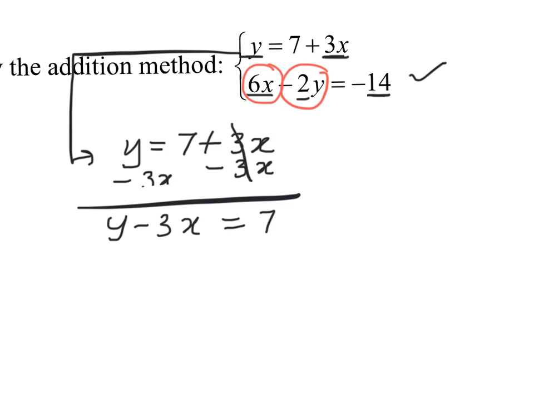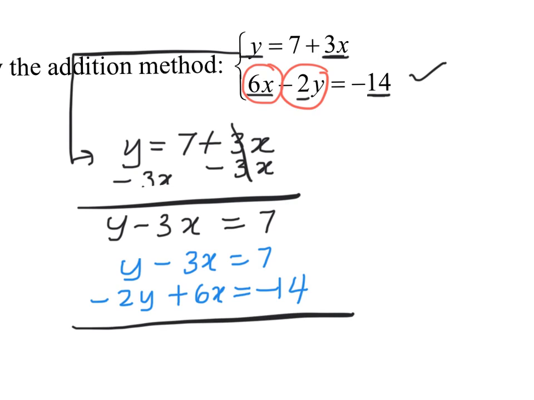Rewriting them, I'm going to use a different color so you can see. Y minus 3x is equal to 7. The other one is, remember, I'm going to write y's under y's and x's under x's. And now I'm going to go ahead and add these. Well, before I go ahead and add them, I need to make sure that I have the same coefficients for whatever variable I'm trying to eliminate. I'm going to try to eliminate y here. So the y has negative 2, and this y doesn't have any variable. So what I'm going to do is I'm going to multiply this whole equation with 2.